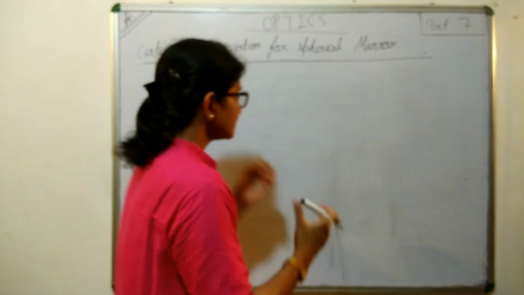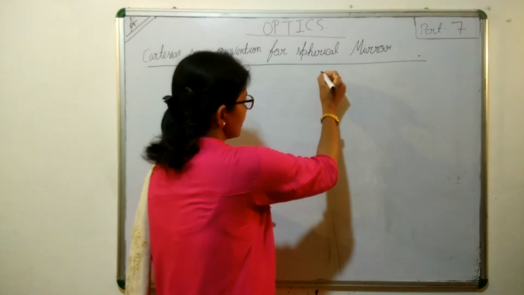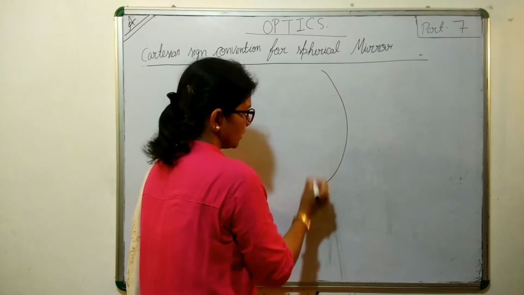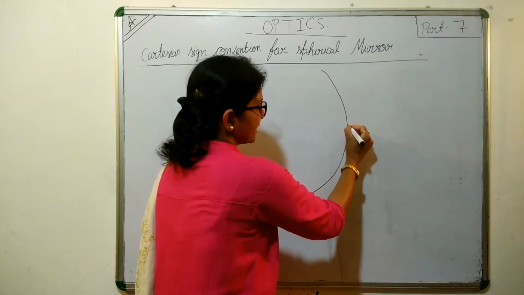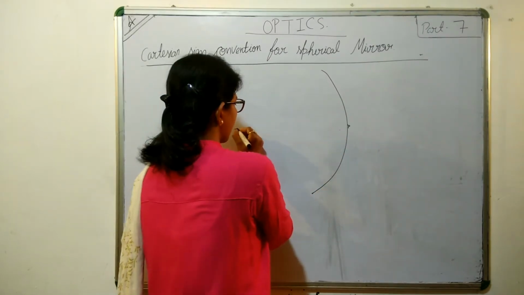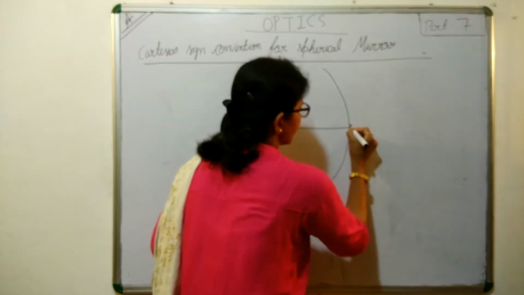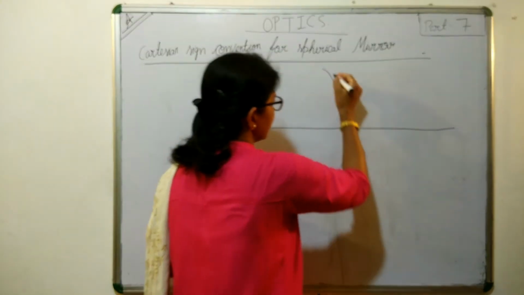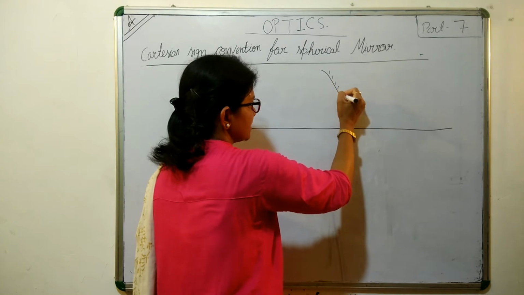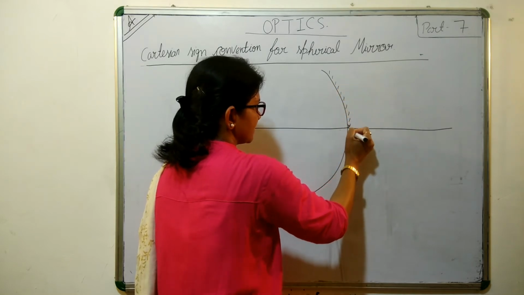Let's see. Suppose it is your mirror. Here it is the pole. It is the principal axis. Clear? It is the side which is the polished area.